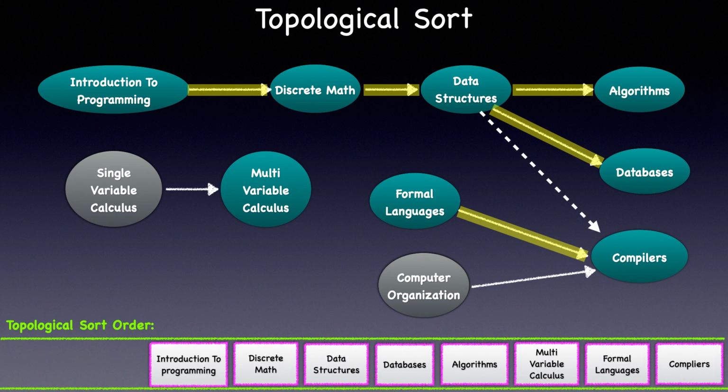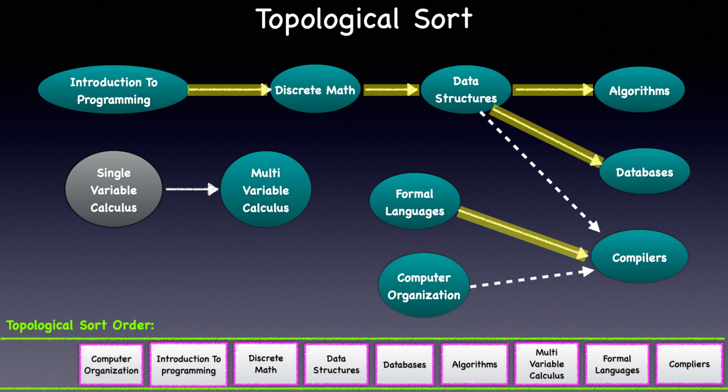Moving on, we have two unexplored nodes, single variable calculus and computer organization. So let's select computer organization. The only course it is connected to is compilers, and it is already explored. So we'll skip navigating to it, mark computer organization as explored and insert it into the list.